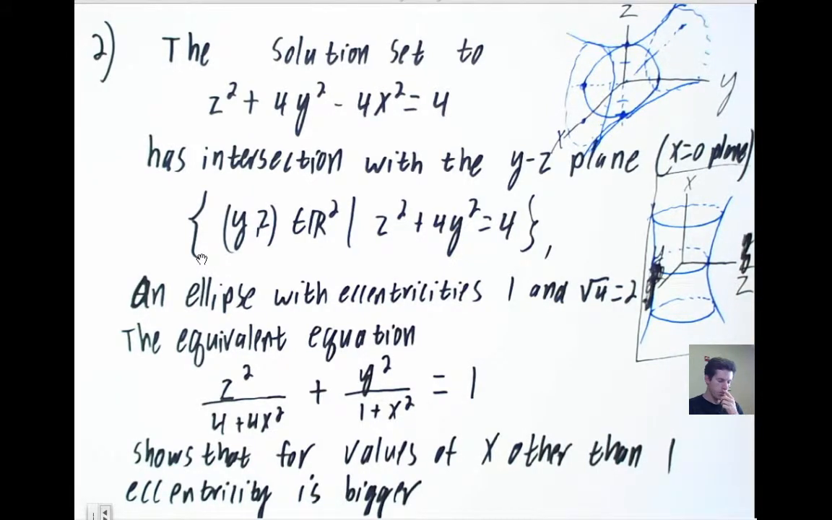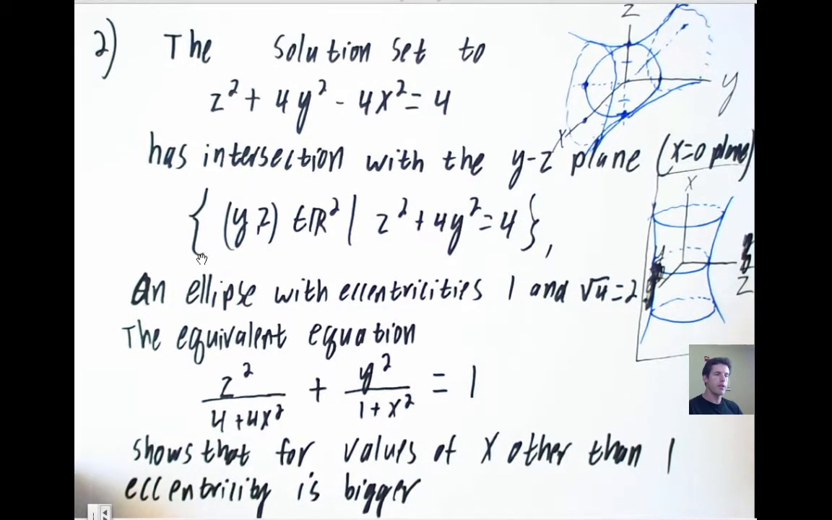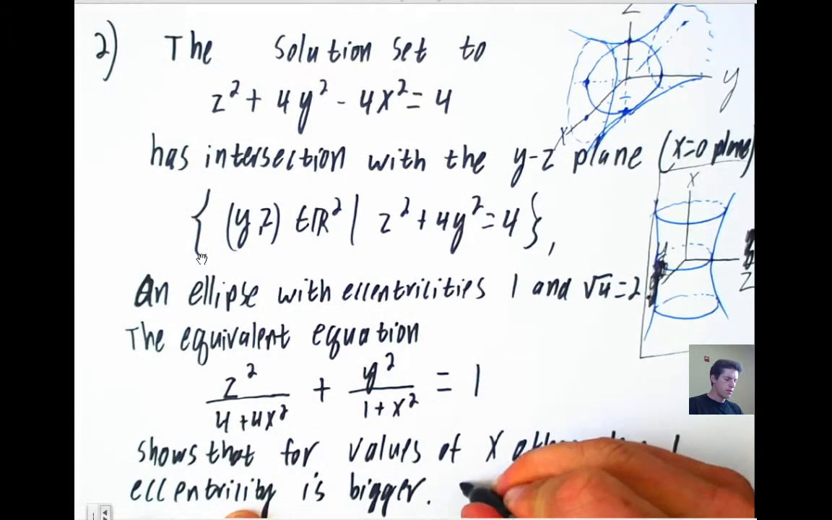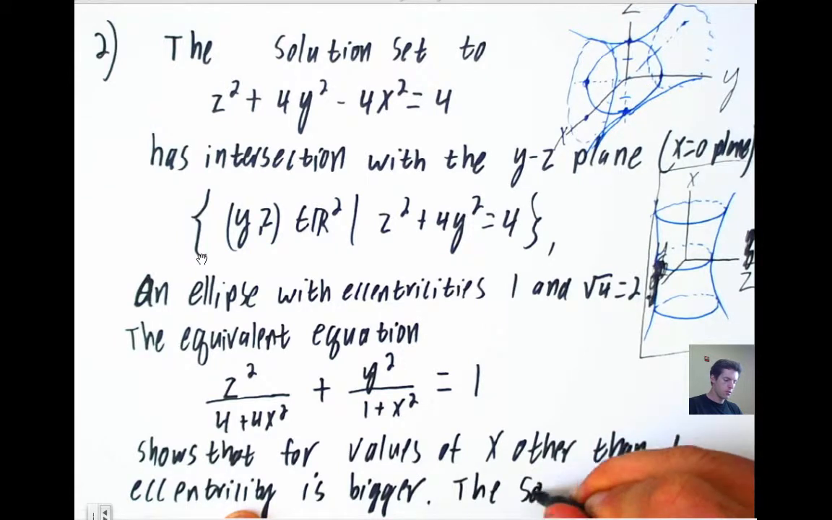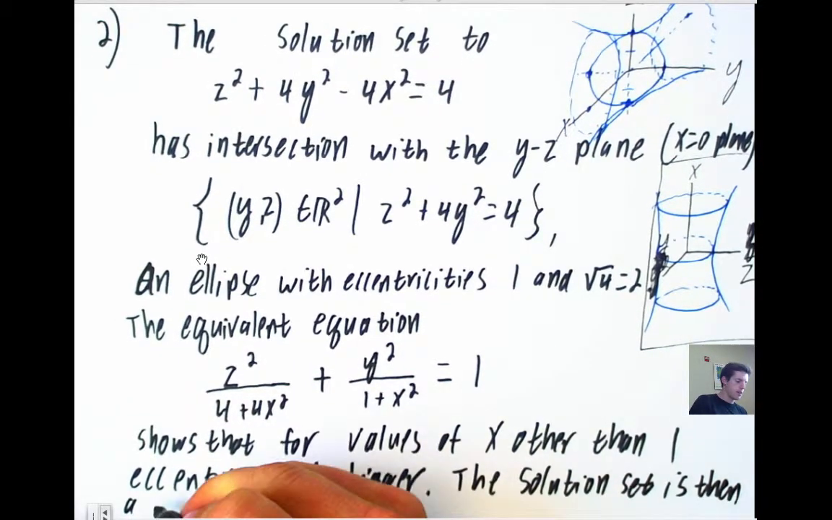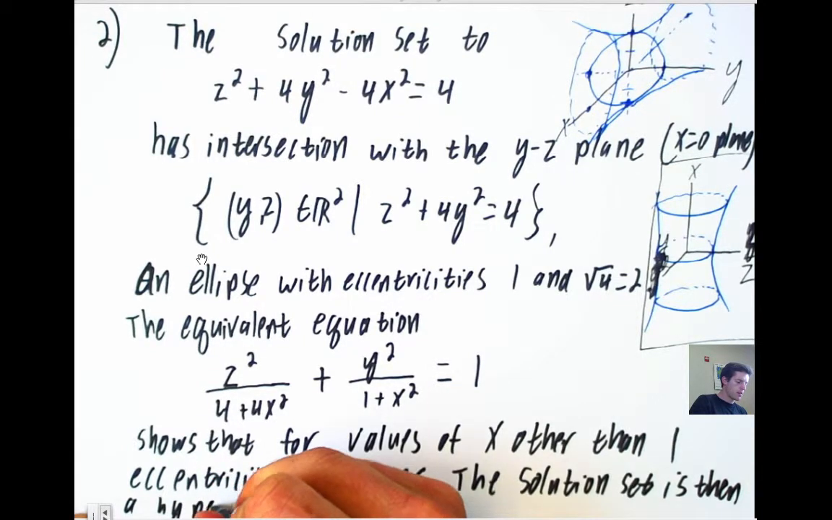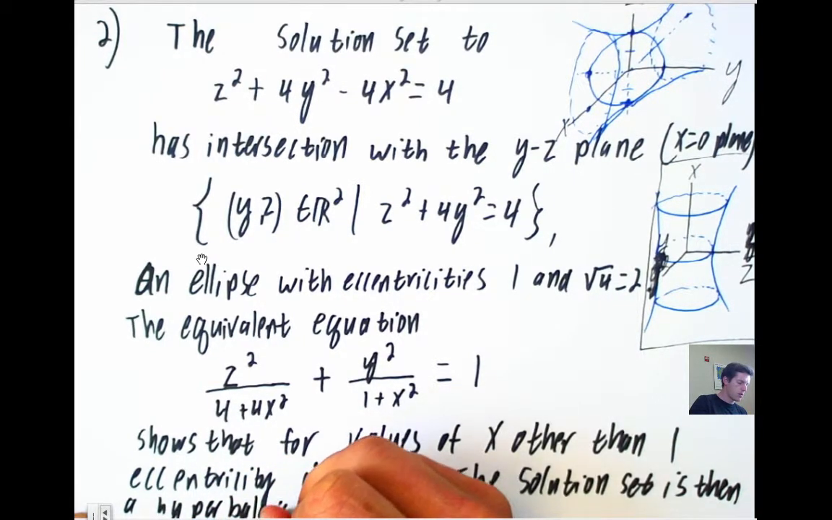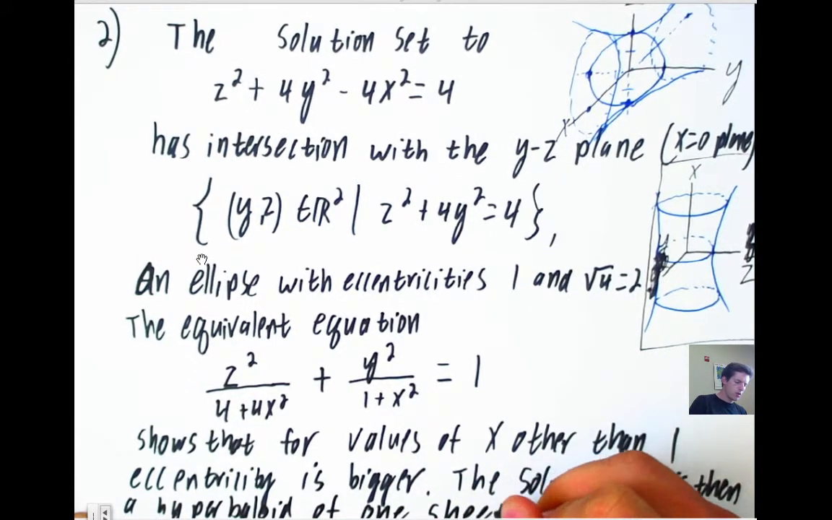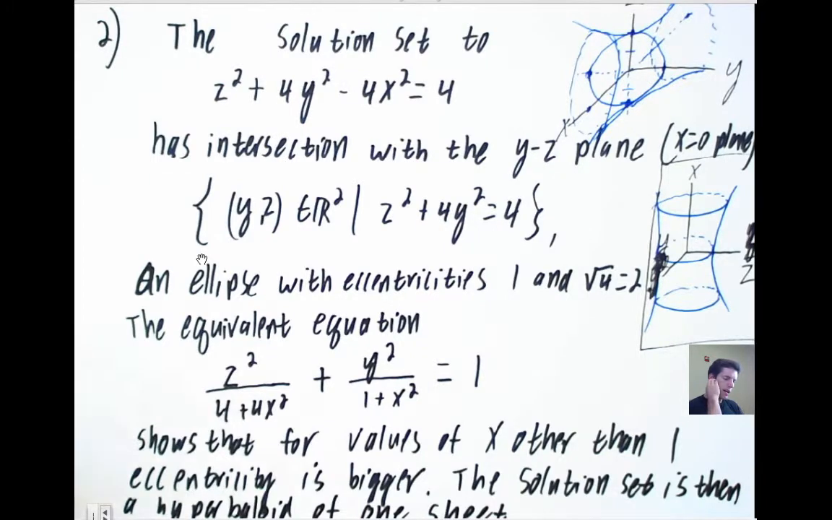Oh yes, right, hyperboloid. This is a hyperboloid, and there's the hyperboloid of one sheet, there's a hyperboloid of two sheets. So the solution set is then a hyperboloid of one sheet. Right, now this rings a bell.